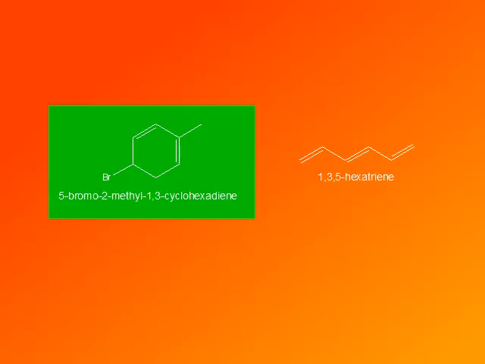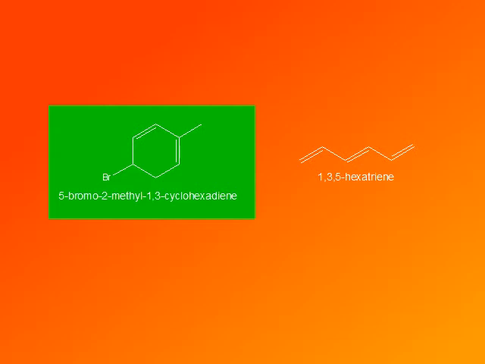Here is another more complex compound. We should number a diene in a ring in such a way that substituents get the smallest possible numbers. We could number these two double bonds from 1 to 4 either clockwise or counterclockwise. We will number it in such a way that the methyl substituent gets the smallest possible number. That means it must have number 2. That leaves us with position 5 for the bromo substituent.